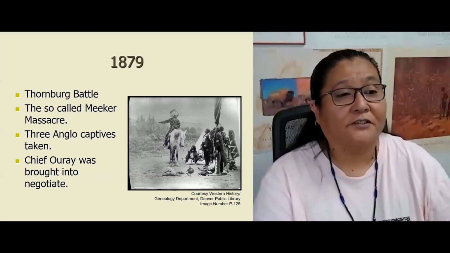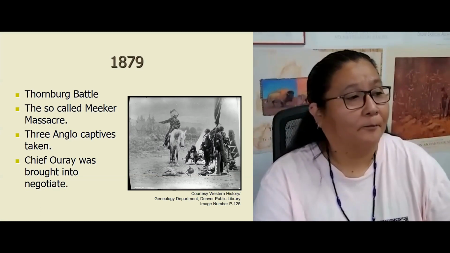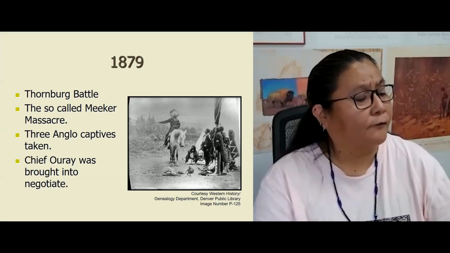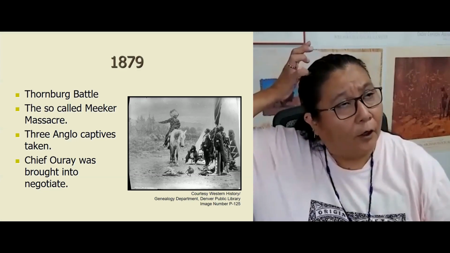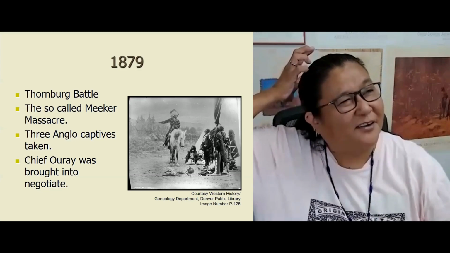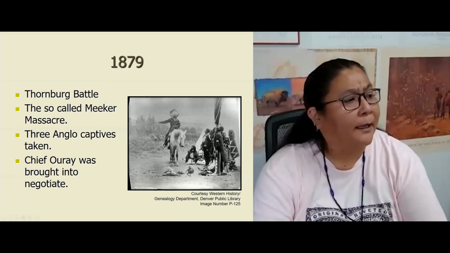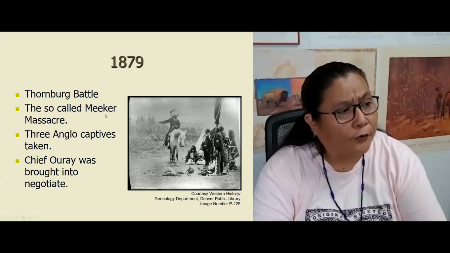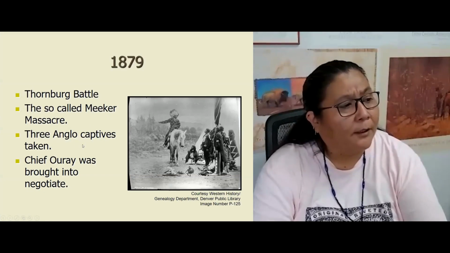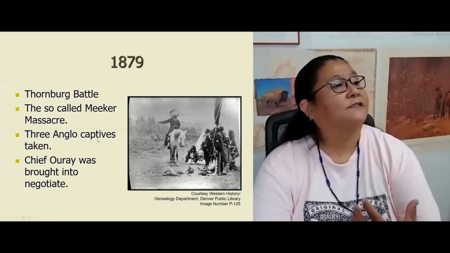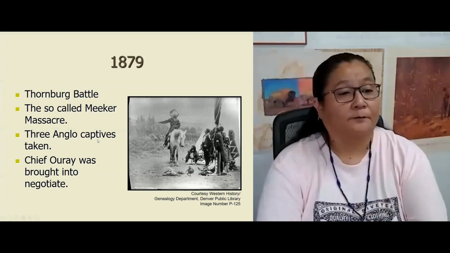Nathan Meeker is kind of an interesting guy. He is known for helping create Greeley. I can't remember the town now because now I'm put on the spot. But he's an interesting guy. He's a friend of the governor, and he became the agent for the Northern Utes. And what he wanted to do, of course, was to have everybody become farmers.